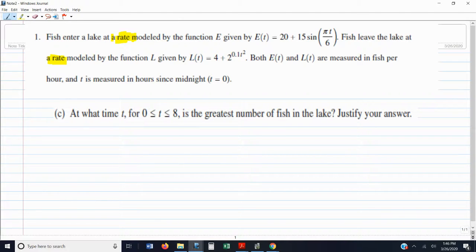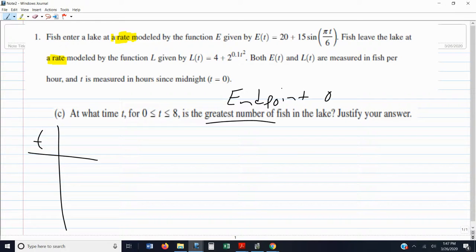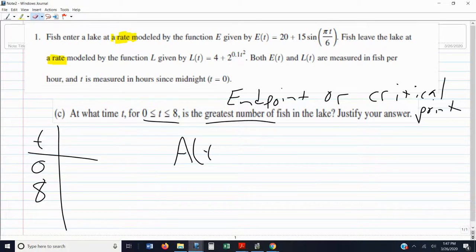So we are going to start with our chart. If you want to pause and try this on your own, go ahead and do that right now. We're looking for a maximum, right? The greatest number of fish, and a maximum can happen at an endpoint or a critical point. So we know that 0 and 8 are going to be in our chart because those are the endpoints, but we also need to find the critical point.